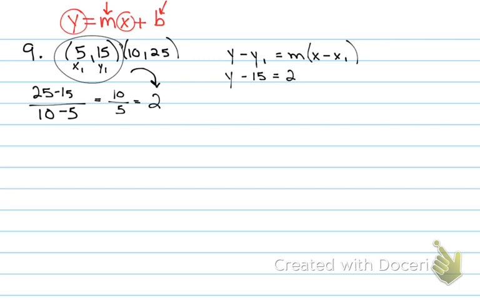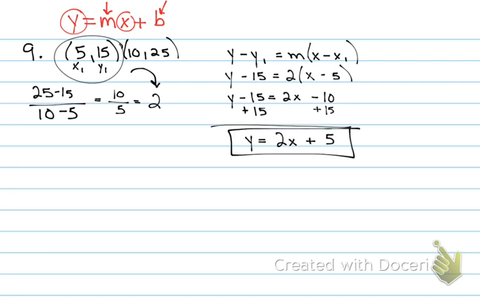All right, so y minus y1, which is 15, equals 2. Plug in 2 for m times x minus x1. Now I need to distribute this. All right, what's 2 times x? 2x. What's 2 times negative 5? Distribute it all the way. Negative 10. One more step solves for y. What is it? Bailey, what is it? Add 15. Y equals 2x plus 5. All right, so I did all that work to find 5.